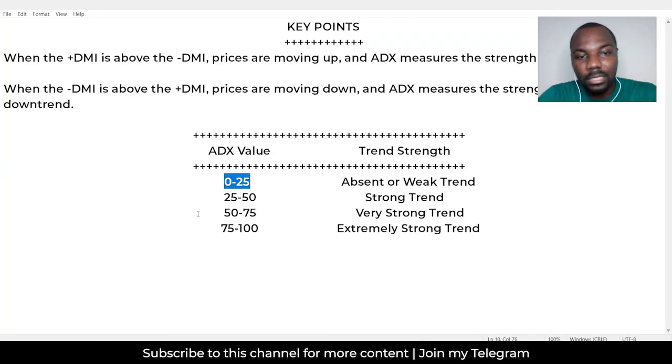So checking this, we know the values. 25 to 50 is a strong trend, then a very strong trend, and then an extremely strong trend. So that is one way by which you can measure the strength of the trend when you are trading. I hope you learned a lot from this video.